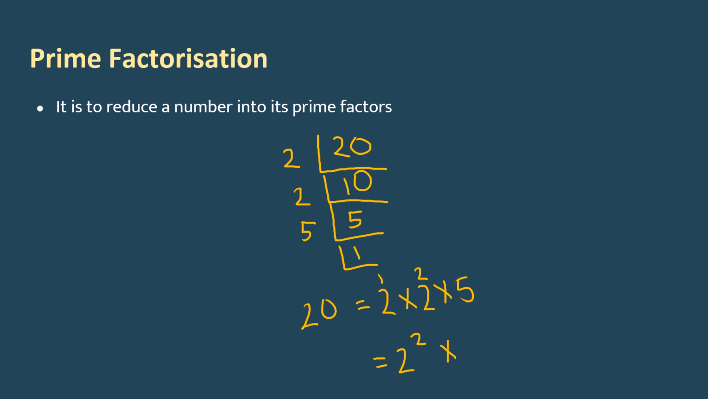And then times 5. 5 here is actually to the power of 1, but we can just write it as 5. There's no need to write the power of 1 here. We can just leave it as 2 to the power of 2 times 5. So that's our final answer for the prime factors of 20.